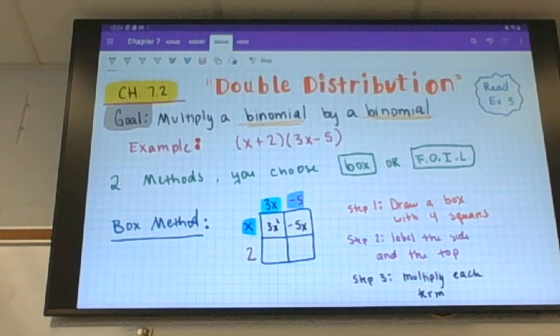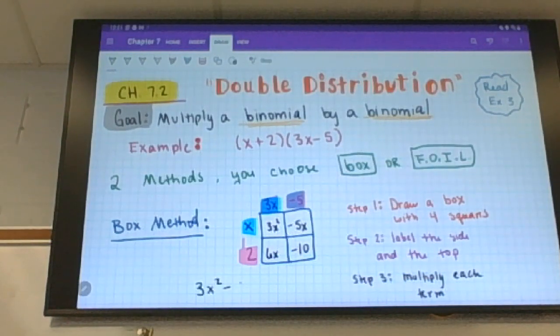Got it? Do you like the window? Did you do this in science with blue and brown eyes? I think so. So now I'm going to do the 2. I'm going to do the 2 times the 3x, and I write it in this window hole. And then I do the 2 times the negative 5 and write it in this window hole. Alright, 2 times 3x is 6x. And 2 times negative 5 is negative 10. Alright, so that window is my answer.